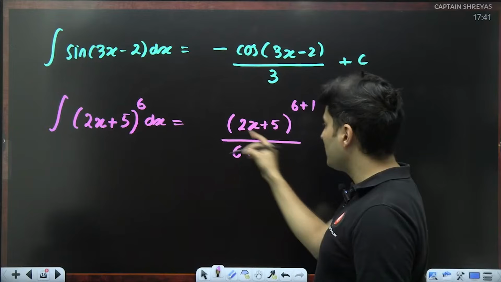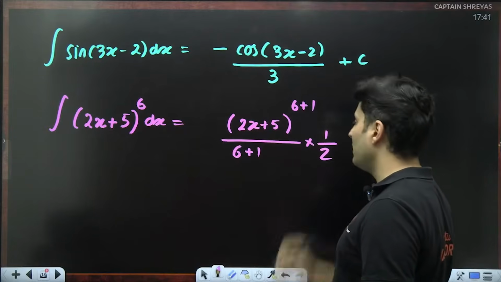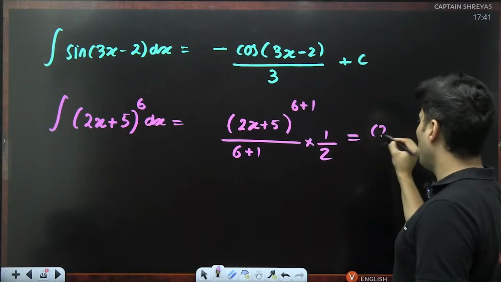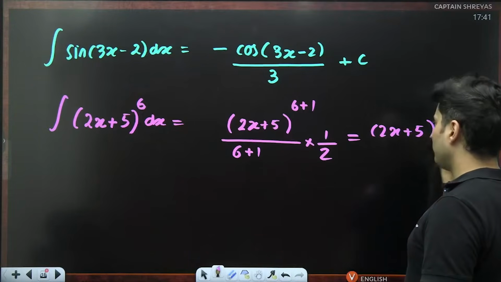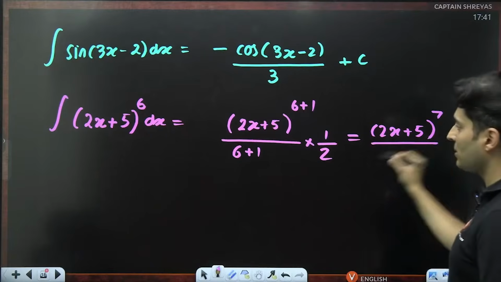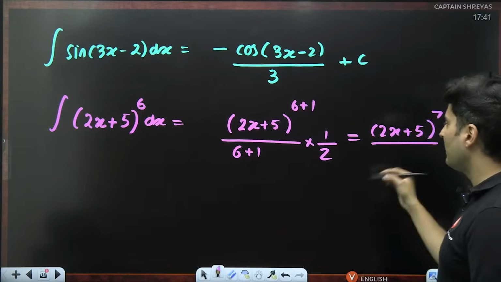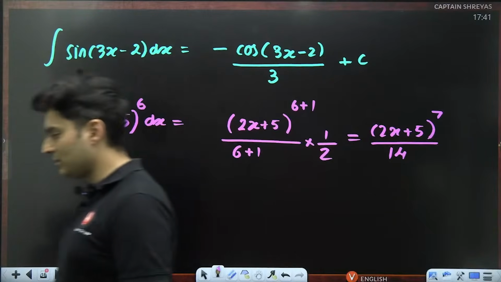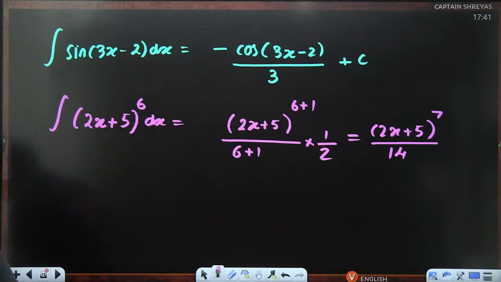Now, whatever is the coefficient of x, you need to divide by it also. So, divide it over here. That's all. Hence, the final answer will be (2x + 5) raised to 7, since 6 + 1 is 7, and 7 times 2 is 14. So, divided by 14. That is the answer to this.